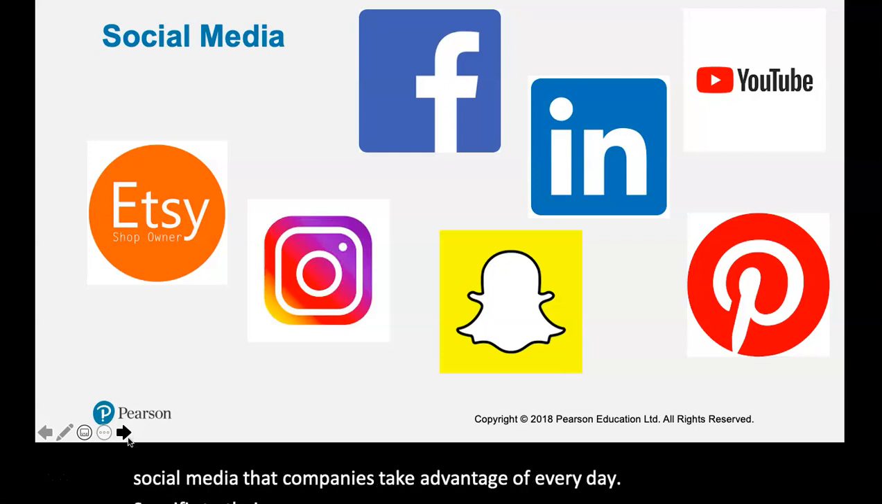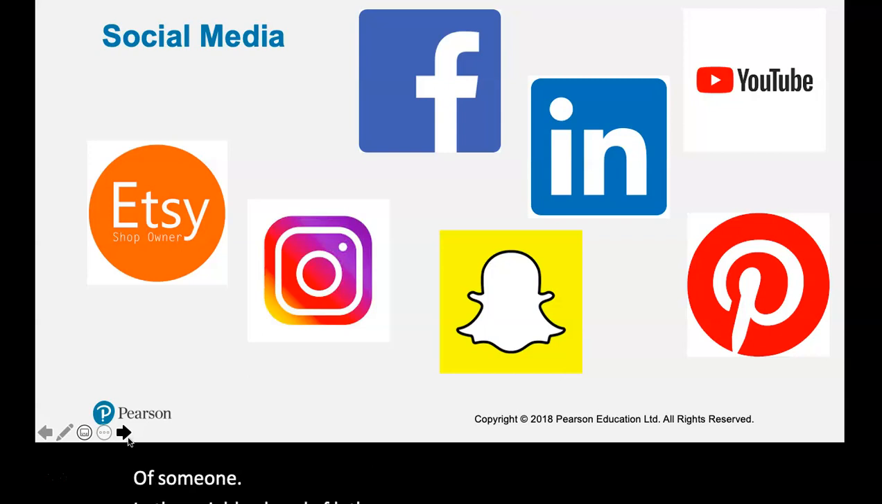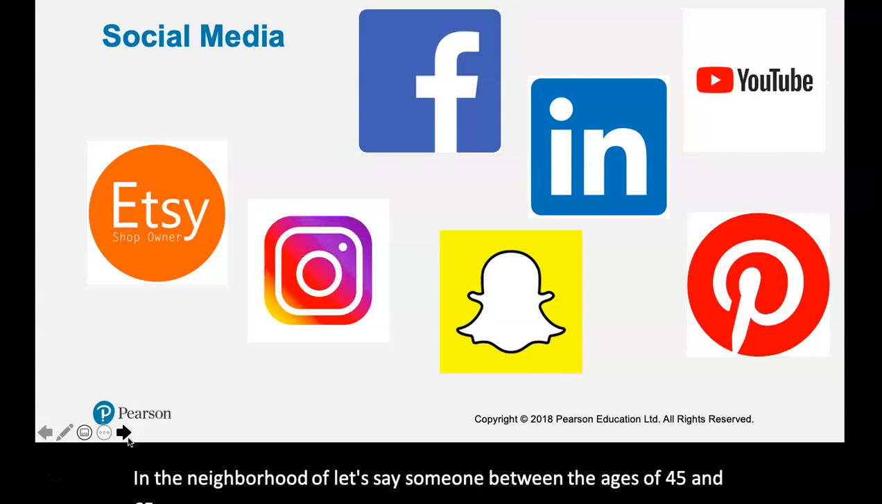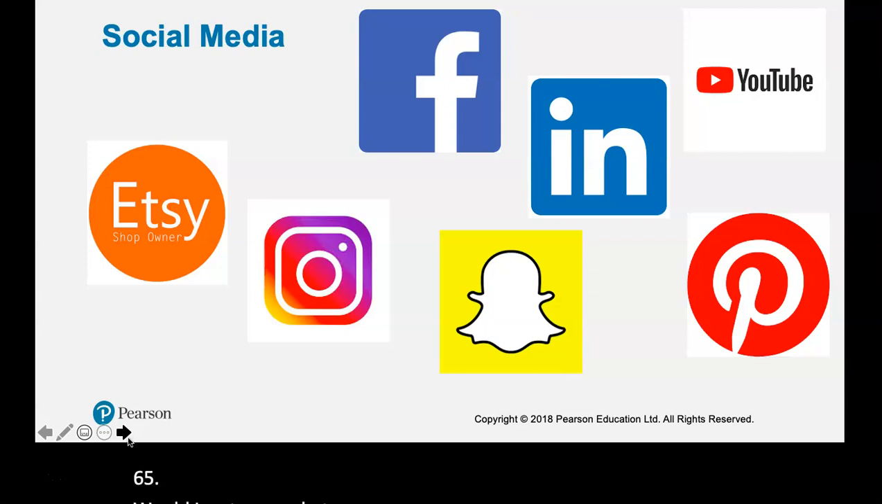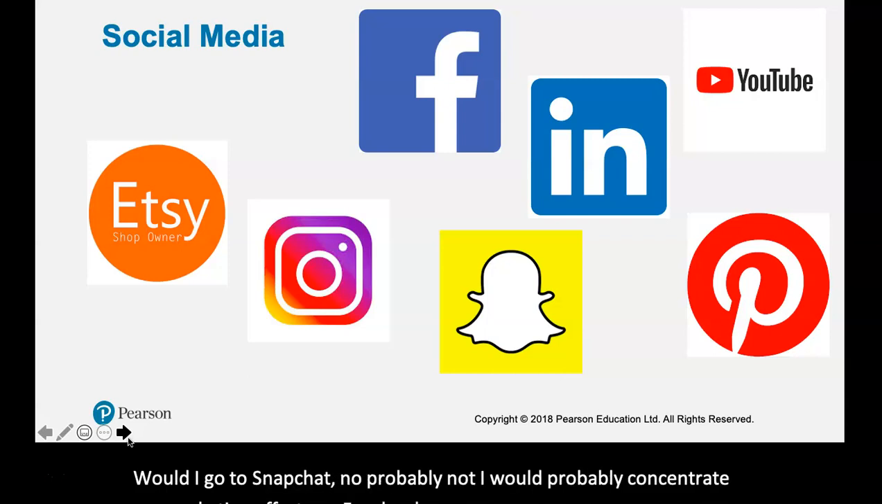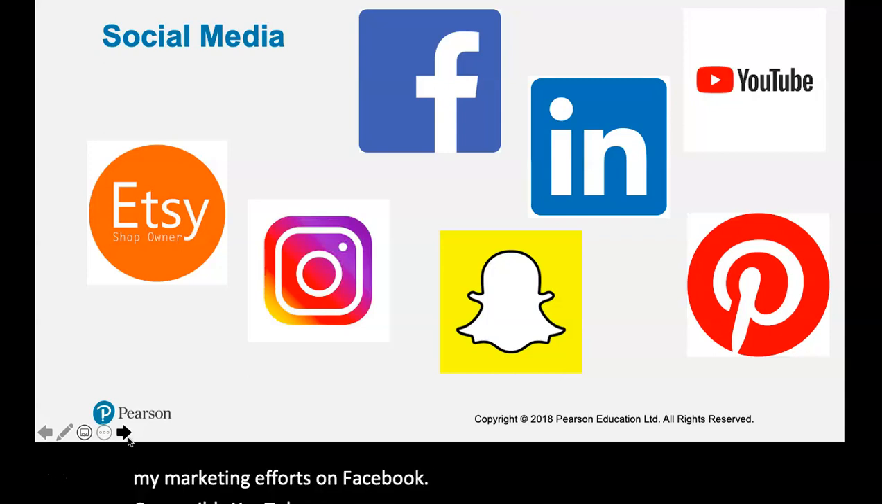So think about if I was wanting to capture the attention of someone in the neighborhood of, let's say, someone between the ages of 45 and 65. Would I go to Snapchat? No, probably not. I would probably concentrate my marketing efforts on Facebook or possibly YouTube. But each of the social media platforms have specific audience demographics.